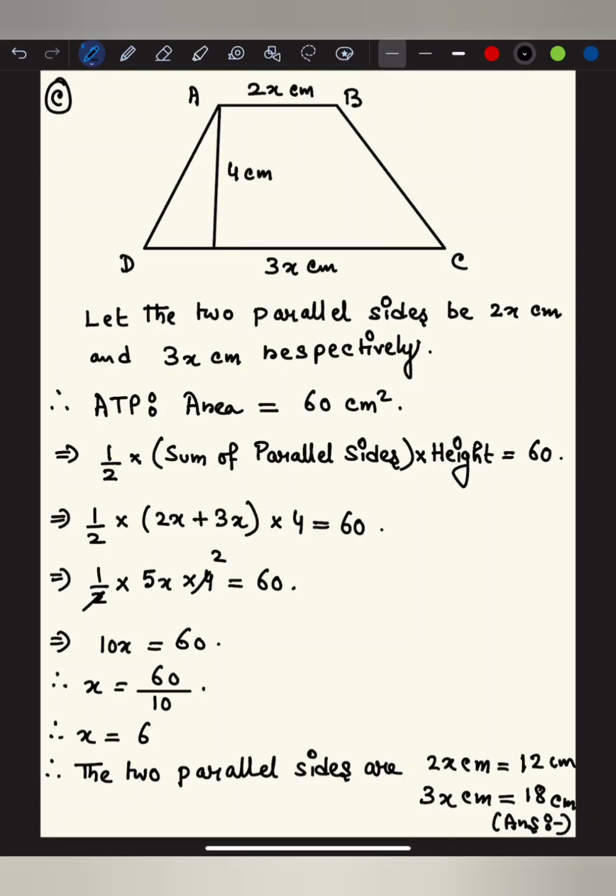So 5x into 2 is 10x, which implies 10x equals 60, which implies x equals 60 by 10, which is equal to 6. Therefore the parallel sides are 2x centimeter, that is 2 into 6, that is 12 centimeter, and 3x centimeter, that is 3 into 6, that is 18 centimeter, and this will be our answer. Got it? Okay, so this is done.